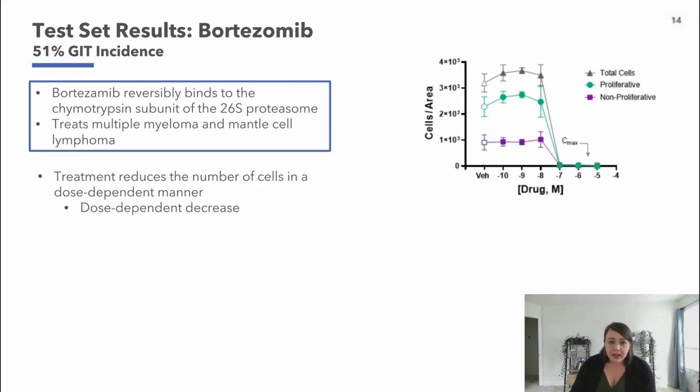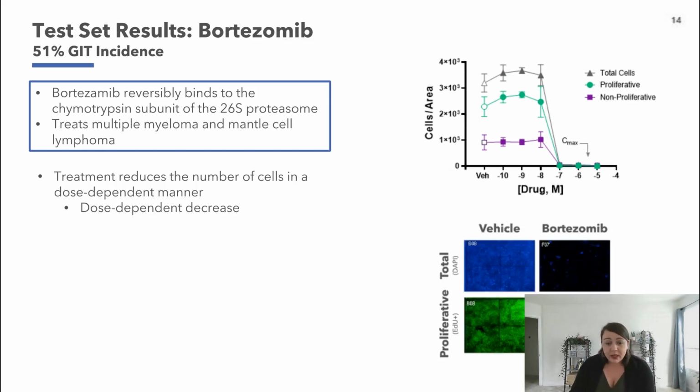And what you see here is, again, on the top right, our total cell number, proliferative cell number, and non-proliferative cell number. And this is different from our previous slide, where once we hit that 10 to the negative 7 molar drug dose, we have no cells left. This is very indicative when we look at the cells themselves. So in this bottom image of the cells, no blue and no green when we're looking at the compounds treated with these high doses of bortezomib.